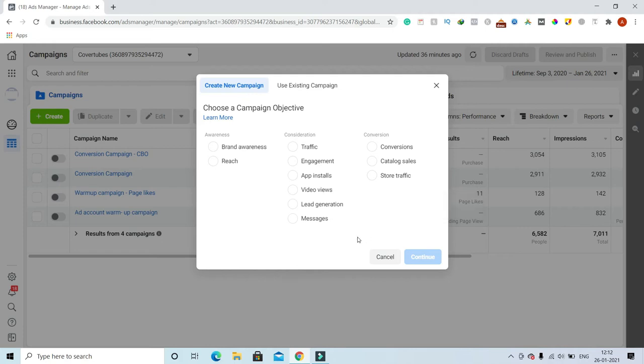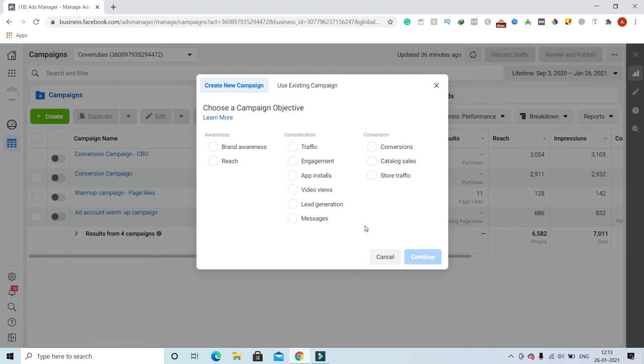Now this is basically the second step, which is the consideration. And once they know you, once they have interacted with you, comes the third point, conversion. Now what does conversion mean? Conversion means different things for different businesses. In the conversion objective there are only three things. The first is of course the conversion, the second is catalog sales, and the third is store traffic. As we told you, we'll hop on to these objectives individually. But the point being, conversion means conversion in any form.